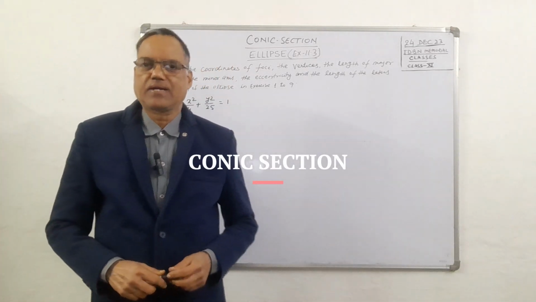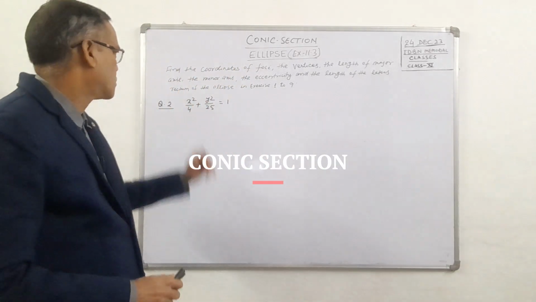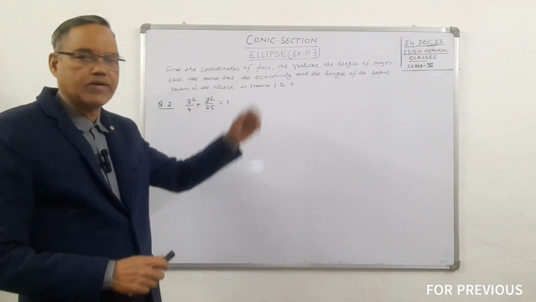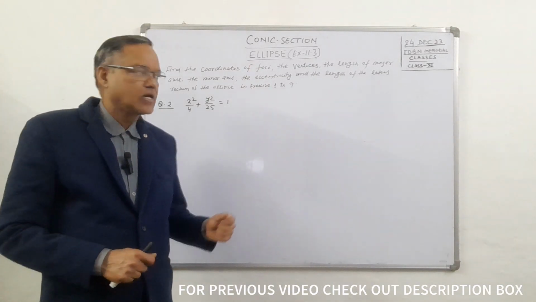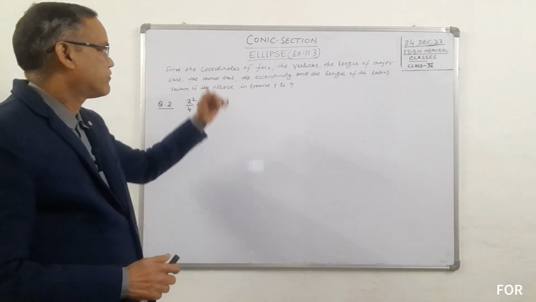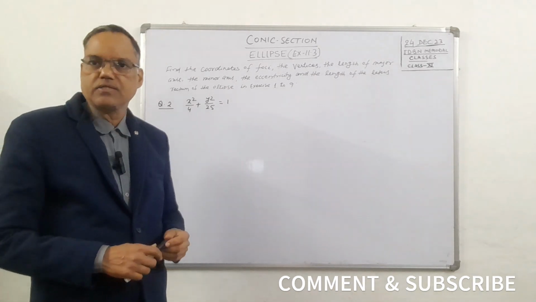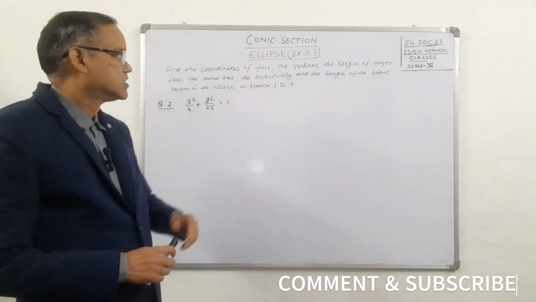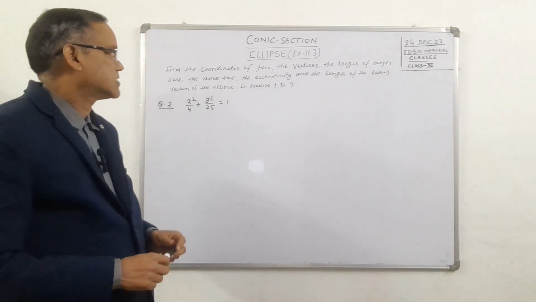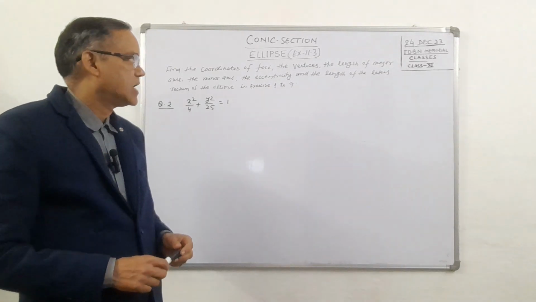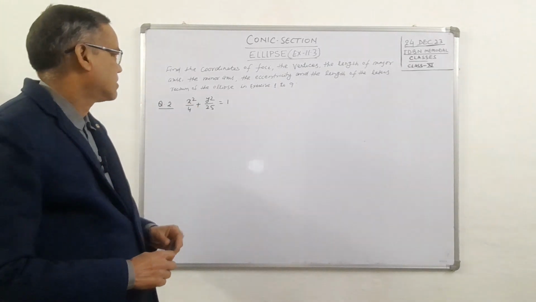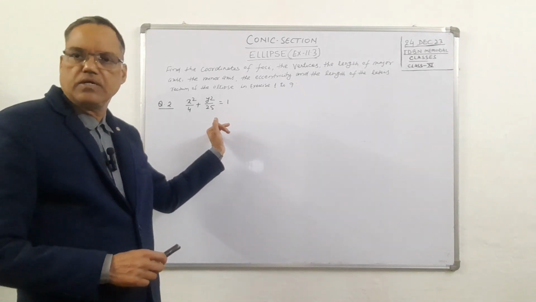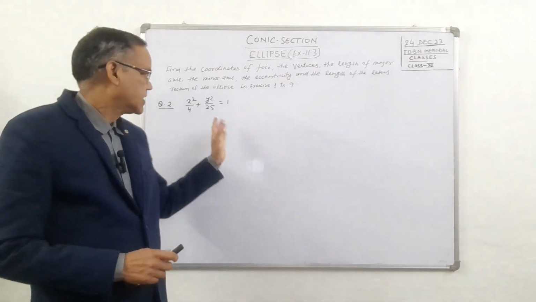Hello students, welcome back. Now let us solve question number 2 of exercise 11.3. Here also we have to find the coordinates of foci, the vertices, the length of major axis, the minor axis, the eccentricity and length of latus rectum of the ellipse. In this, which form is it in?